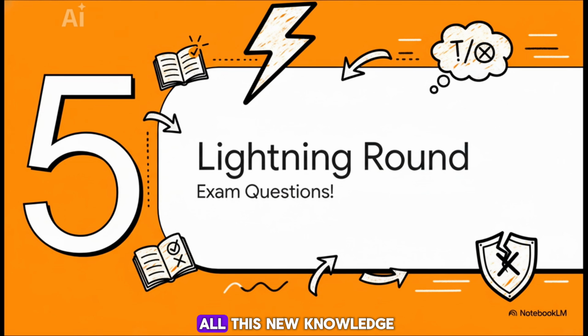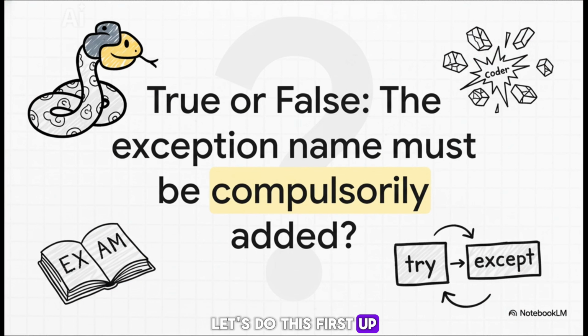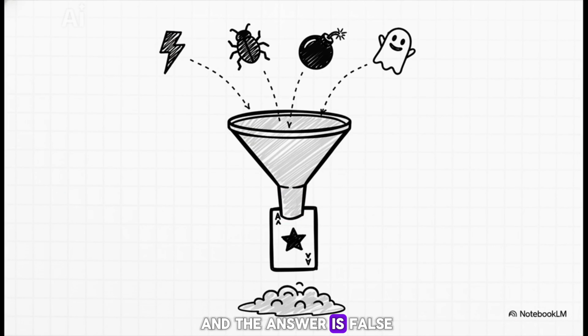Alright, time to put all this new knowledge to the test. I'm going to throw a few true or false questions at you, pulled directly from past papers. Ready? Let's do this. First up, do you absolutely positively have to name the exception you're trying to catch with an except clause? True or false? What do you think? And the answer is false. Now, it's definitely good practice to be specific about what you're catching, but you can use a bare except clause. It basically acts like a wild card and will catch any and every exception that might happen.